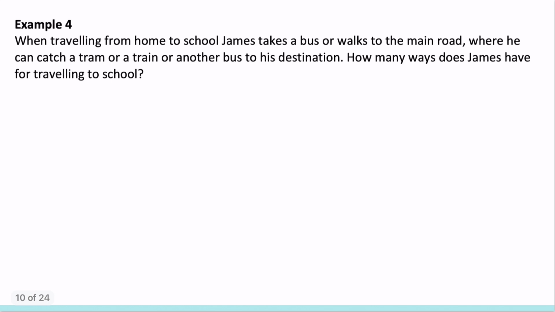Let's apply this to another example. When traveling from home to school, James either takes a bus or walks. So that's our first stage here. He can either take a bus or walk. And then he can either catch a tram, train, or another bus. So that's the second stage. Of course, we can draw a tree diagram, but we can also use the multiplication rule. So we have 2 choices in our first stage, and then we have 3 choices. So we can see that in total, James will have 6 choices to being able to travel from home to school.